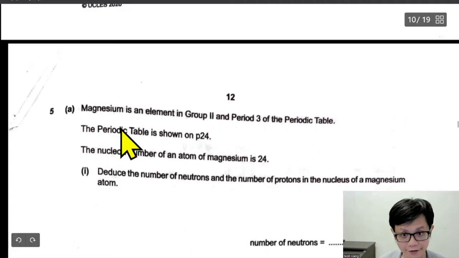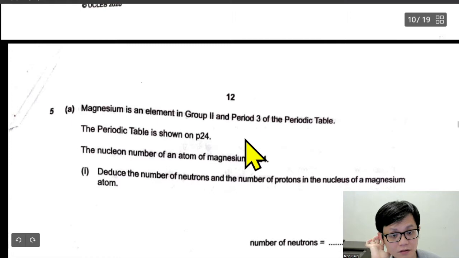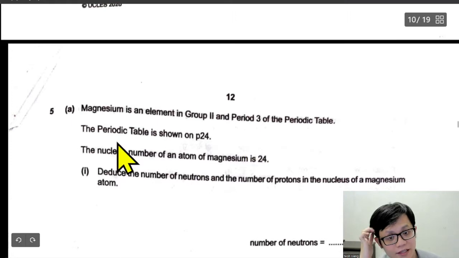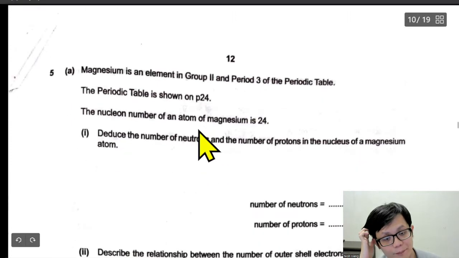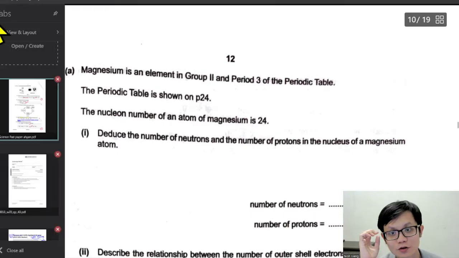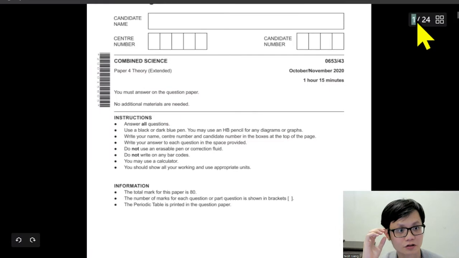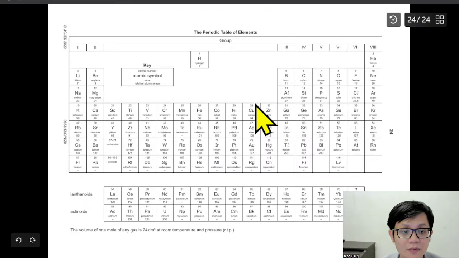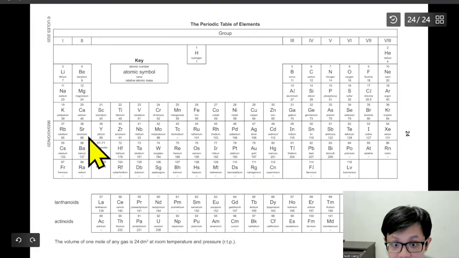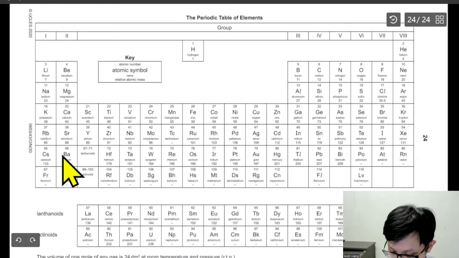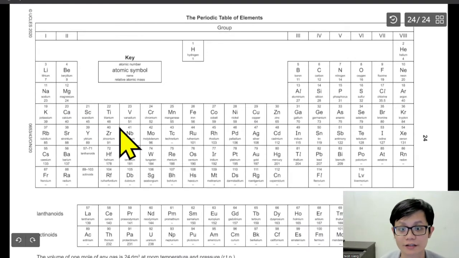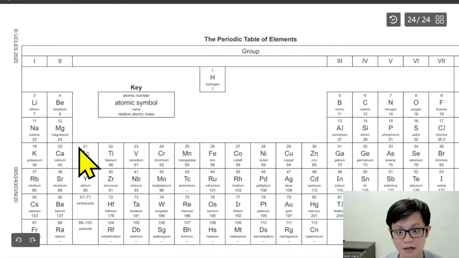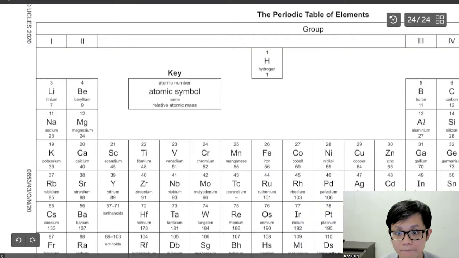Magnesium is an element in group 2 in period 3 in the periodic table. The periodic table is shown on page 24. So let's look at page 24. Let's find magnesium. Where is it? Just now the question said group 2, right? So we can see that magnesium is here, according to the exam paper.